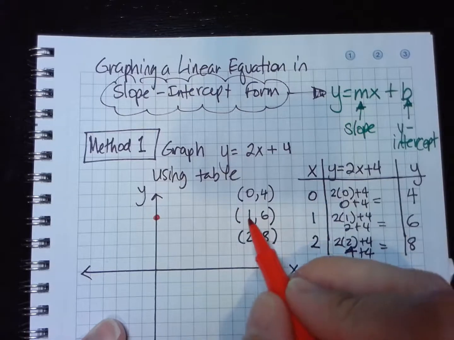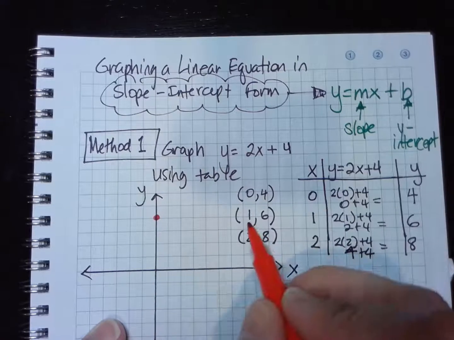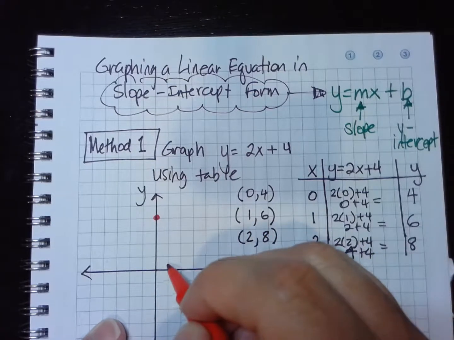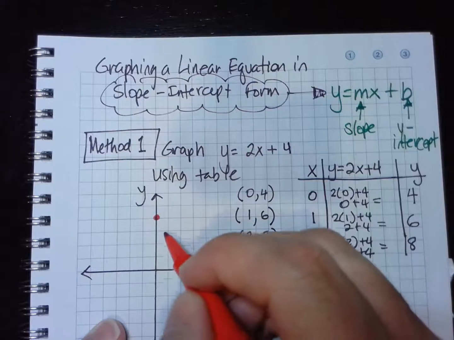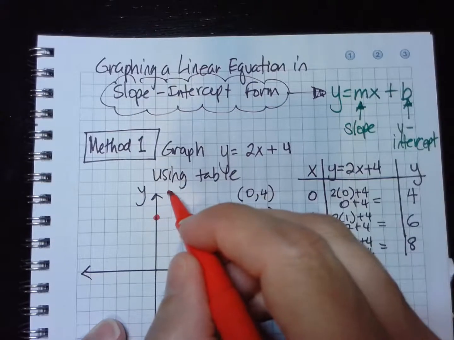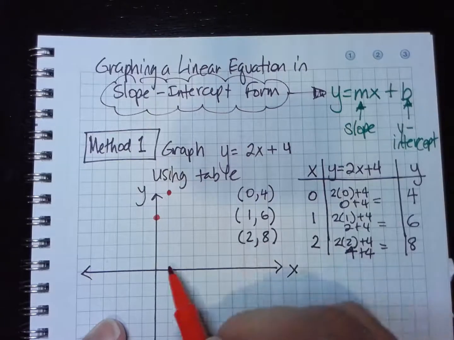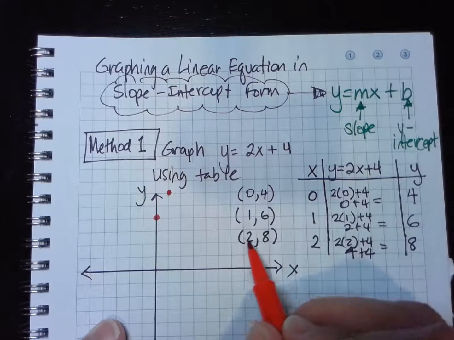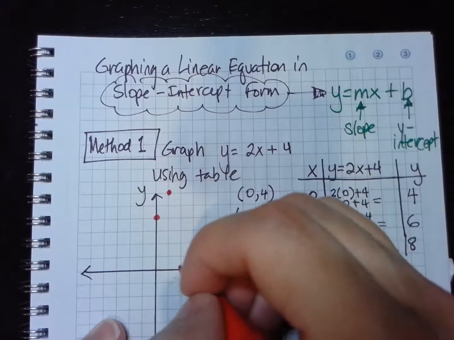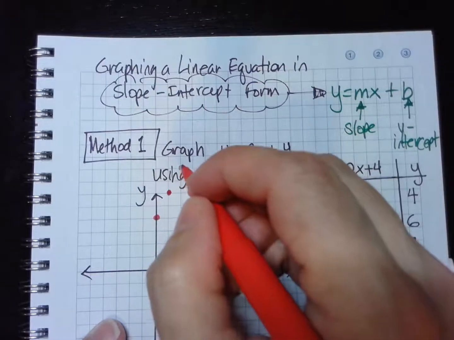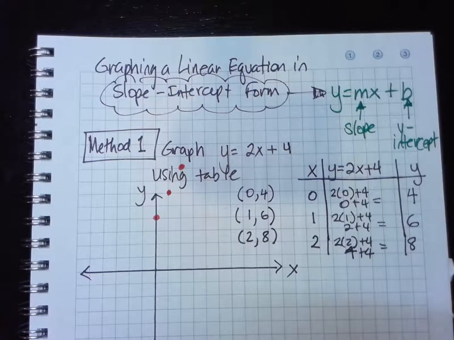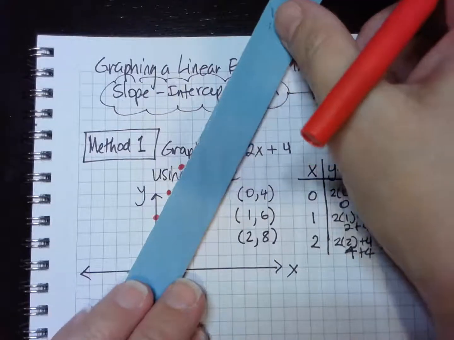My second point is the point 1, 6. It says from the origin, this is the origin, go right 1 up 6. So right 1 up 6. So that's 1, 2, 3, 4, 5, 6. There's that second point right there. And the third point is 2, 8. So it says from the origin, go right 2 and up 8. So right 2, and this was 6, 7, 8, up 8. And so those nicely fall in line.